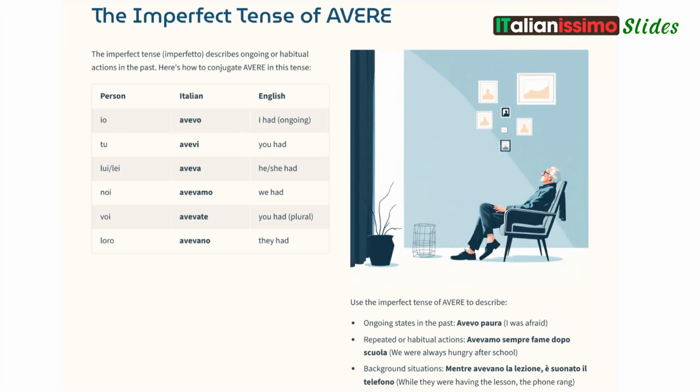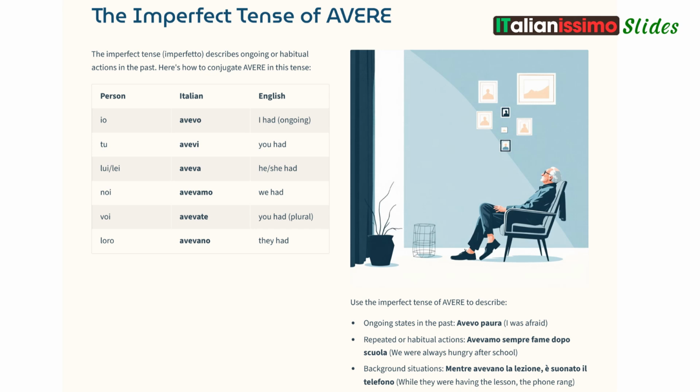The imperfect tense of avere. The imperfect, imperfetto, describes ongoing or habitual actions in the past. Person, Italian, English. Io, avevo, I had, ongoing. Tu, avevi, you had. Lui or lei, aveva, he, she had. Noi, avevamo, we had. Voi, avevate, you had, plural. Loro, avevano, they had.